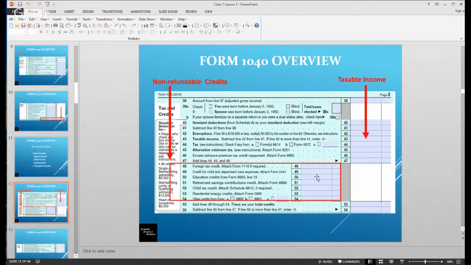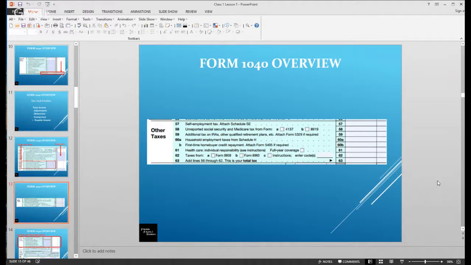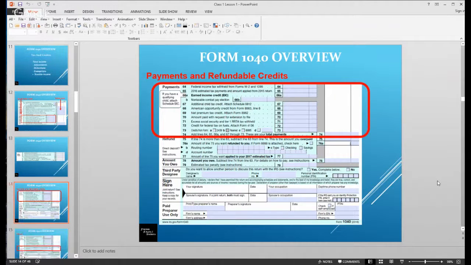Then here in this next section, lines 48 through 54, is where the non-refundable credits appear. This would allow you to take the amount of tax you owe down to 0, but not below 0. The next section is other taxes, and in this other taxes section, you can see where you would indicate your self-employment tax, any unreported Social Security or Medicare, or any additional taxes, including the individual responsibility payment for lack of healthcare coverage. The next section has to do with payments.